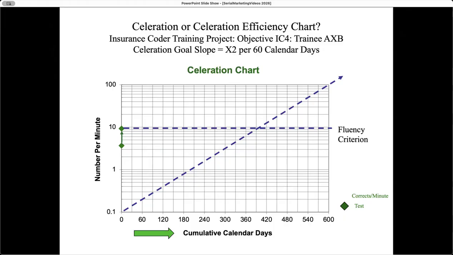So what this chart shows, this is the acceleration chart, is that the trainee met the fluency criterion, the mastery criterion, right? And it looks like what? It all happened in one day. On zero, or the very first cumulative calendar day, and that's why it's vertical.